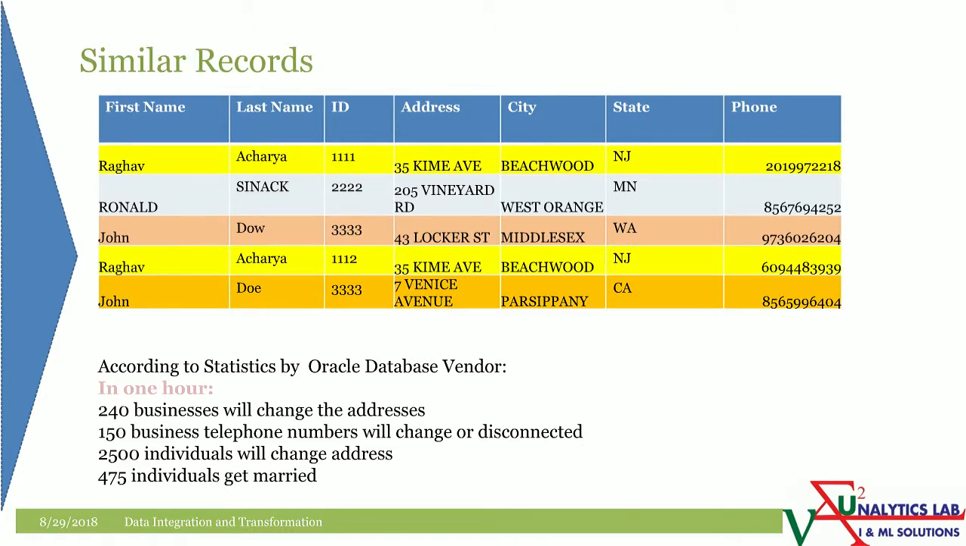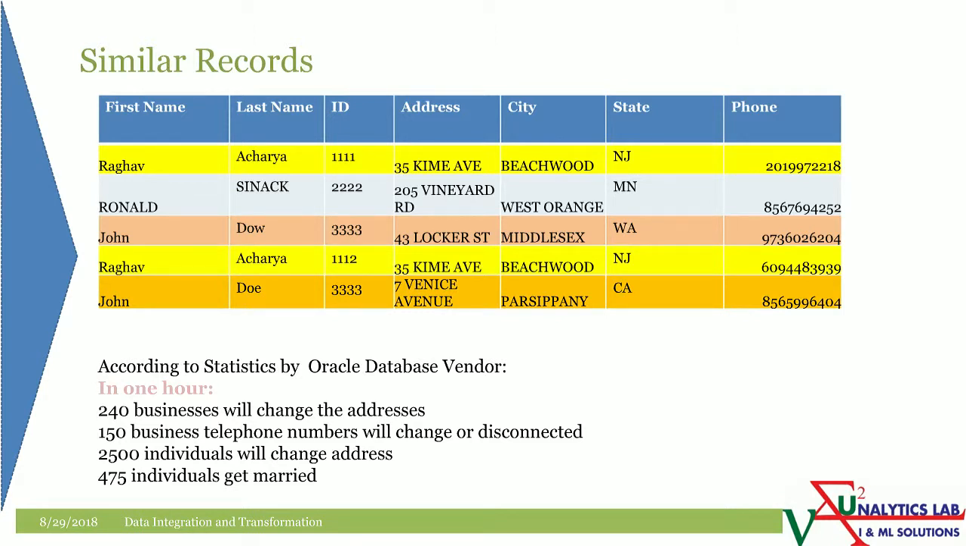So this is an example of similar records. Throughout our discussion in this session, we are going to talk about similar records and how we can address this particular problem using some of the machine learning tools and techniques. We are going to focus more and more on similar records, because this is a key challenge we face while integrating the data.